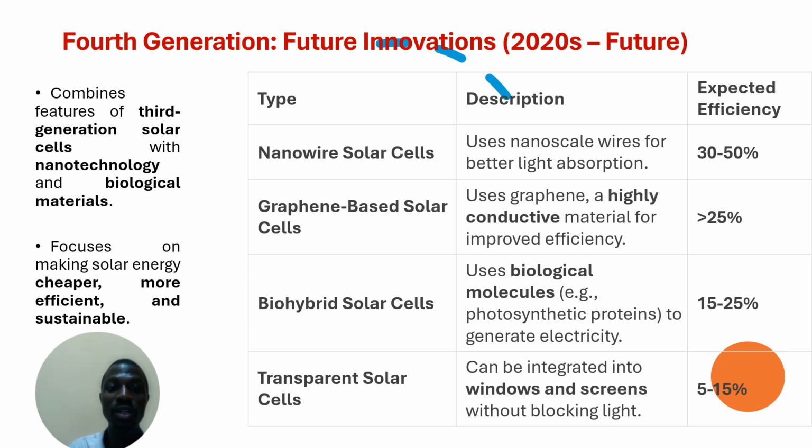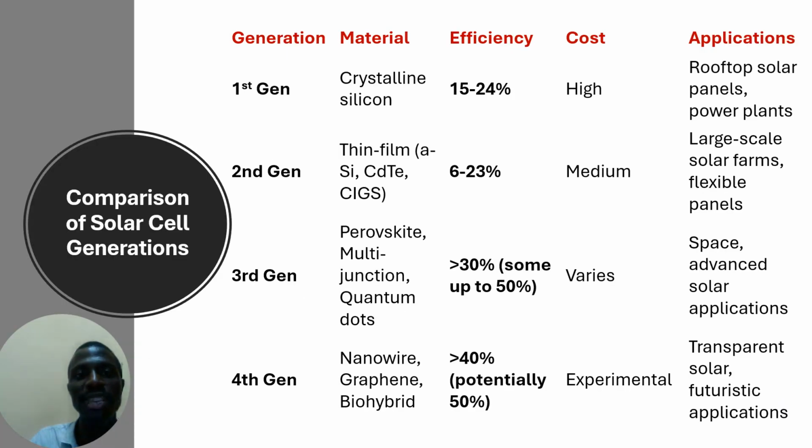And we have transparent solar cell, which is of advantage because we can use it readily in the construction of our window shields and any transparent interface, and it can be integrated into screens as well without blocking light. Efficiencies between 5 and 15% are expected.